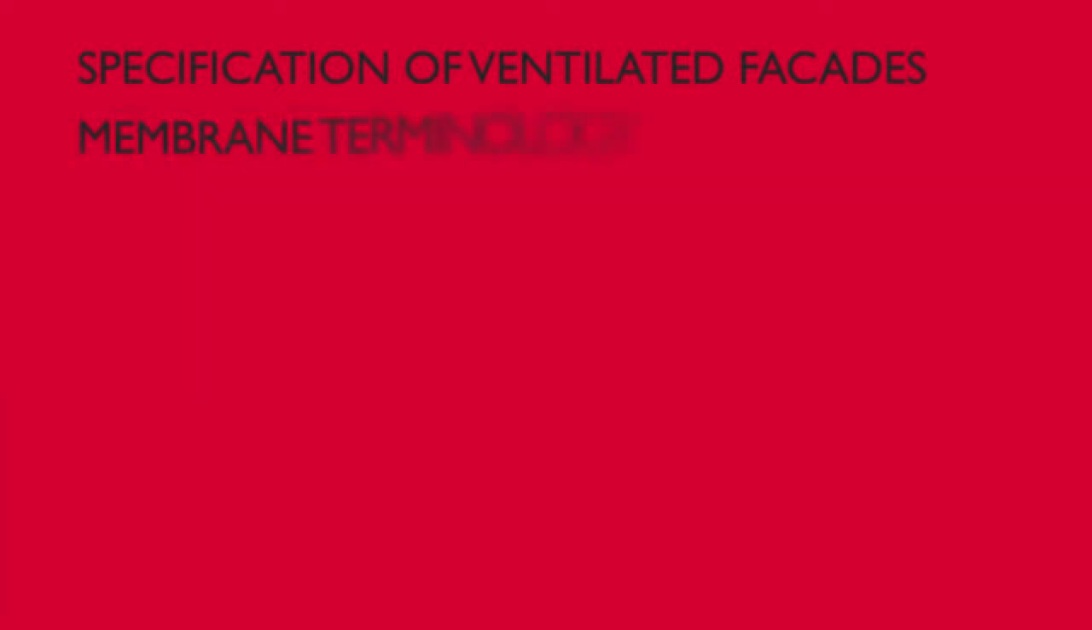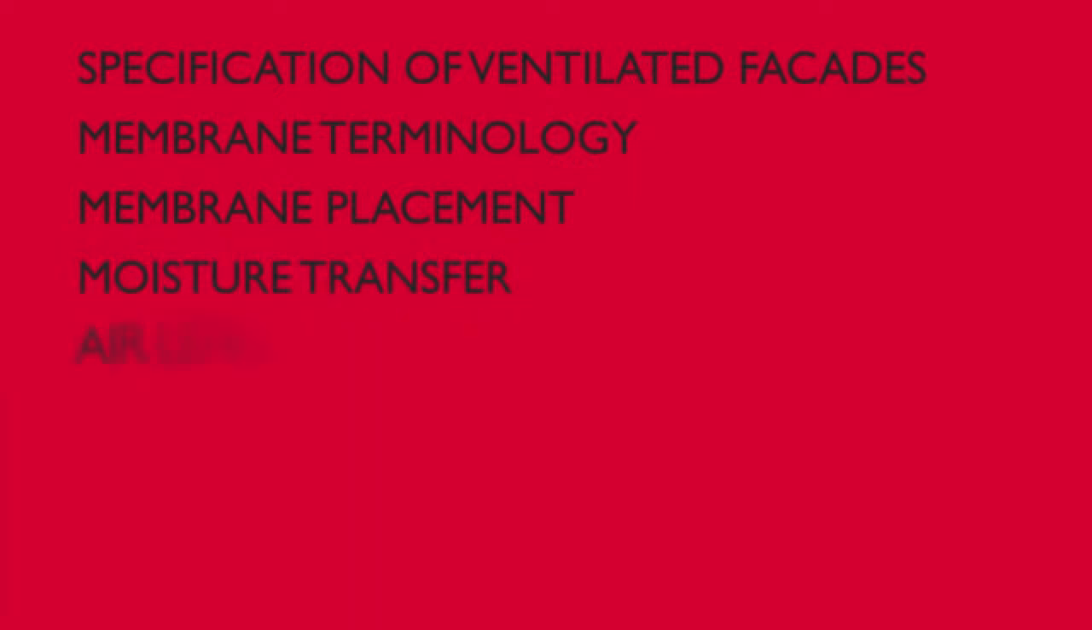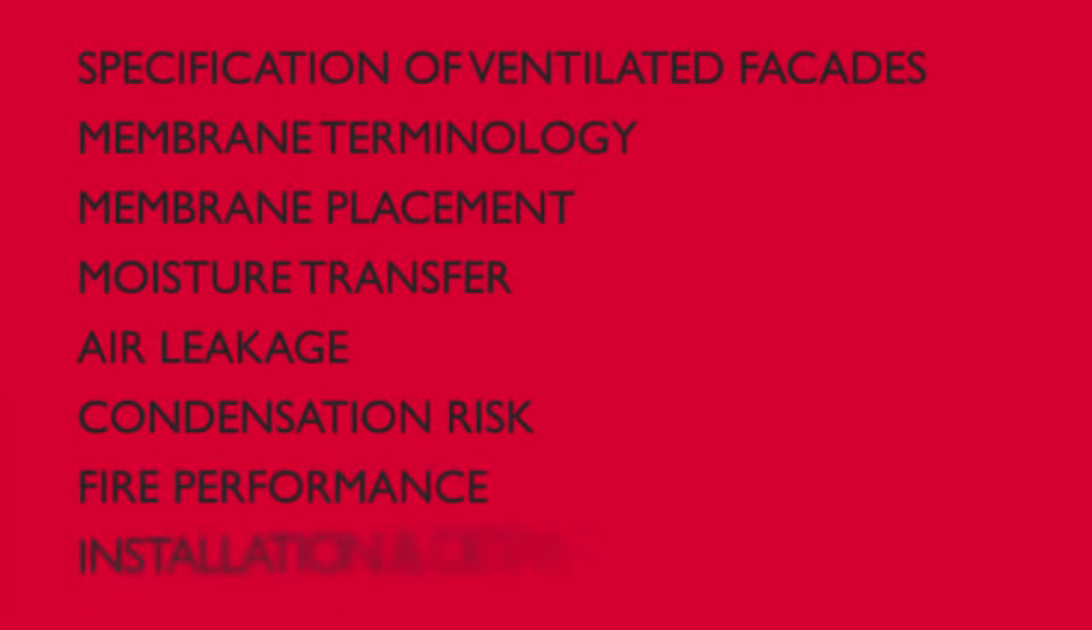GD40 aims to present an overview of the key design elements affecting the specification of ventilated facades and how construction membranes interact with them. Today's presentation will follow the structure of the document itself in reviewing these elements. We'll begin with the terminology used in discussing membranes and then look at membrane placement and how this can affect controlling moisture vapour transfer and air leakage. We'll then consider how the BS 5250 Code of Practice and condensation risk calculations can be used to assess performance and demonstrate compliance. We'll then move on to fire performance and Approved Document B, before finishing up with a look at installation and detailing and the way we, as manufacturers, can simplify the adoption of best practice.